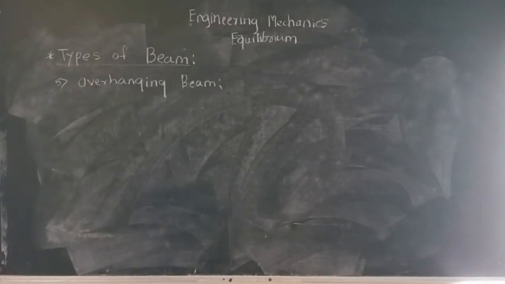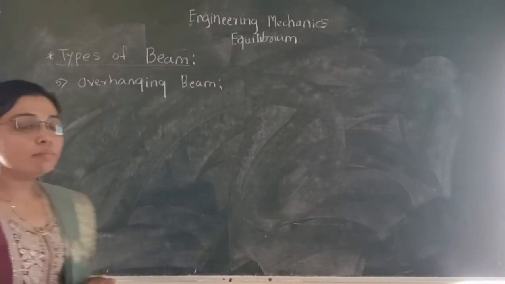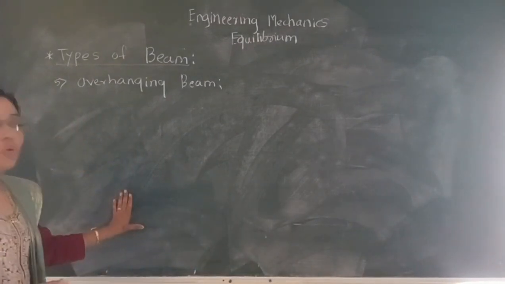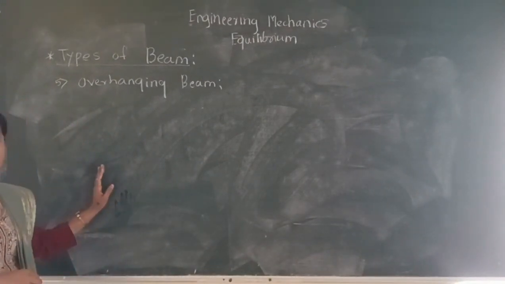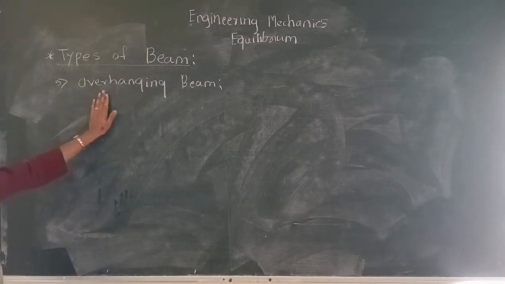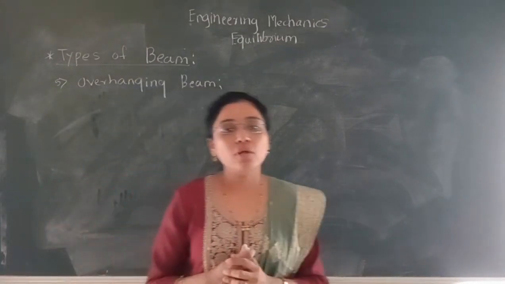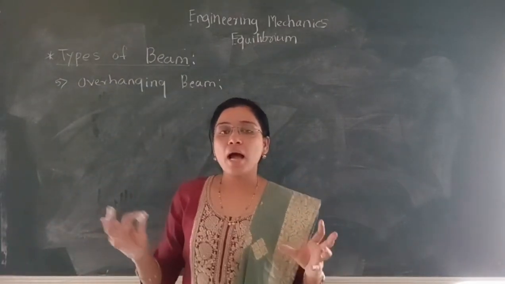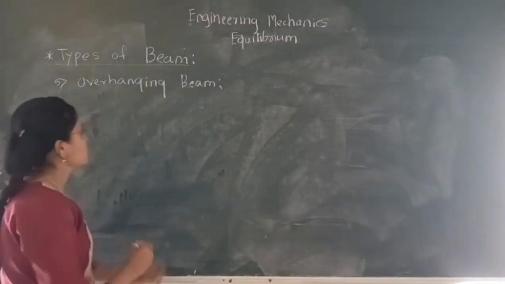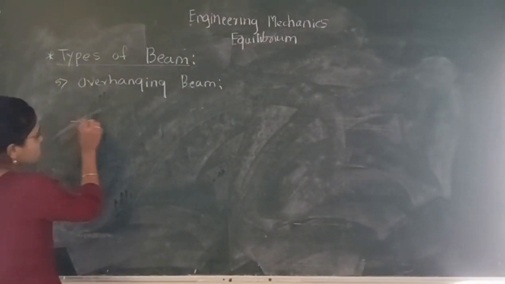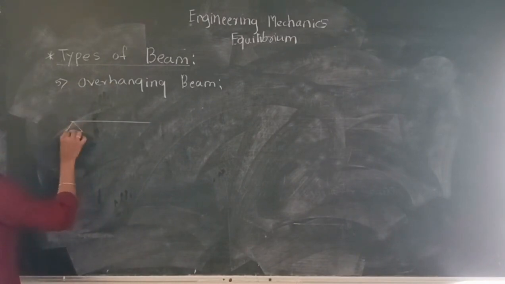Next type of beam is overhanging beam. If one end of beam is overhang and other end is supported, then such a beam is called as overhanging beam. Sometimes both ends of beams will be overhang and supports are connected at the middle portion of beam. So example of such a beam will be as overhanging beam.